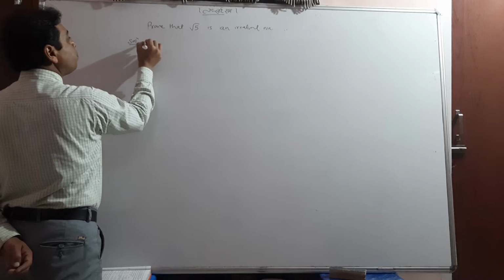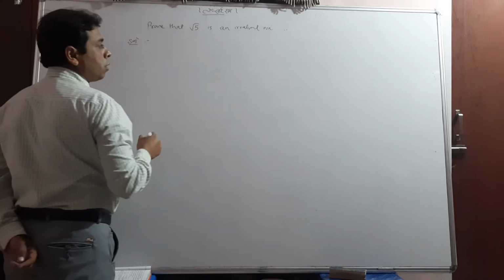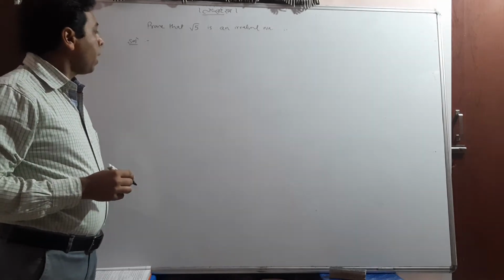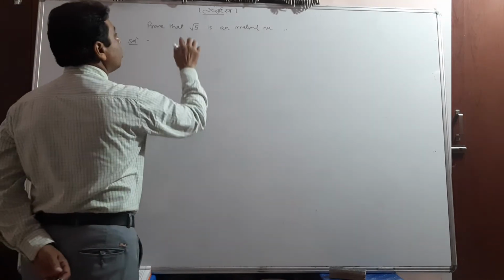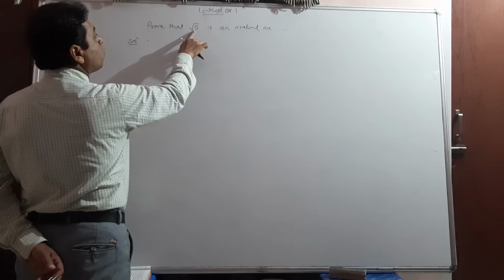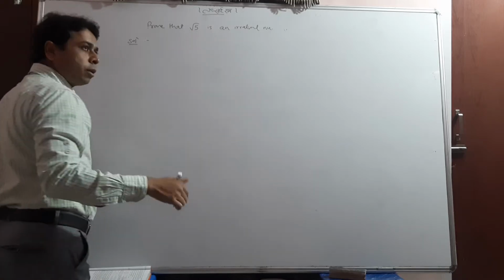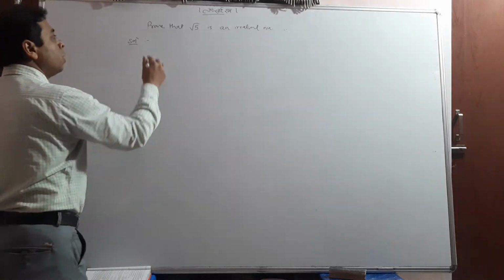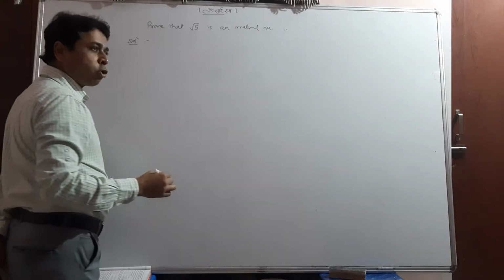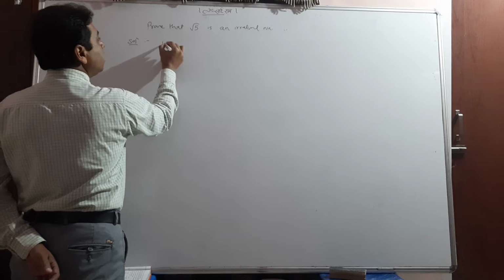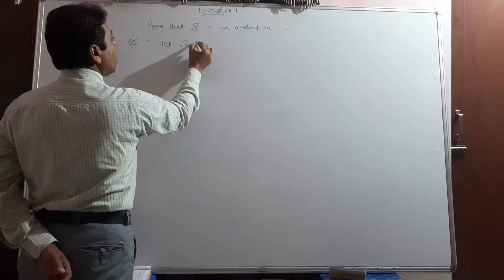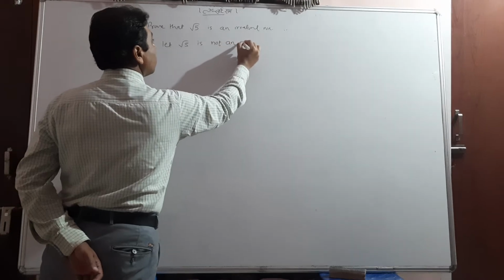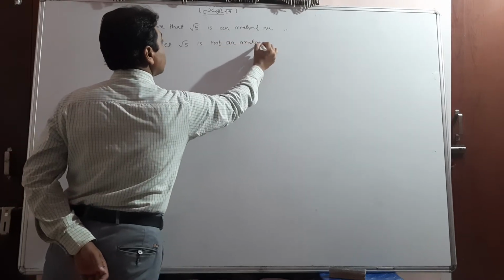First of all, we will use here the contradiction method. And what is the contradiction method? One should know that under root 5 is itself an irrational number. It's a standard fact. But how to show this? First, we take contrary condition. Let under root 5 is not an irrational number.